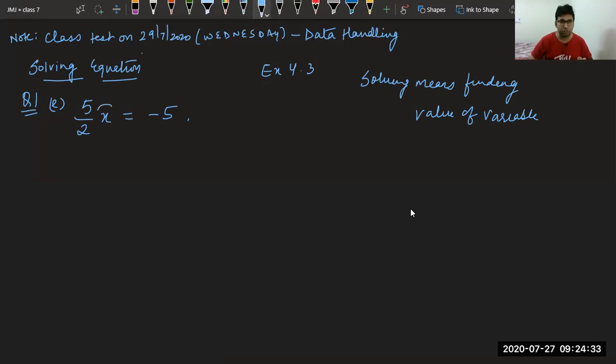In this question, the variable is x. To find the value of the variable, the best way is to make it alone on a particular side. If you see, first thing, that 2 is dividing over here and 5 is multiplying over here. So we have to take away 2 and 5.